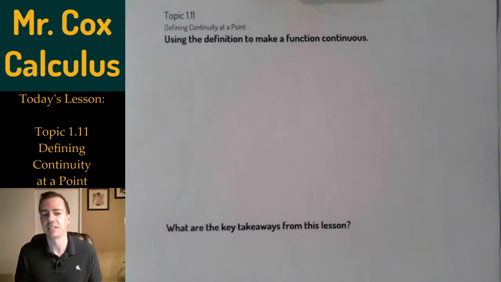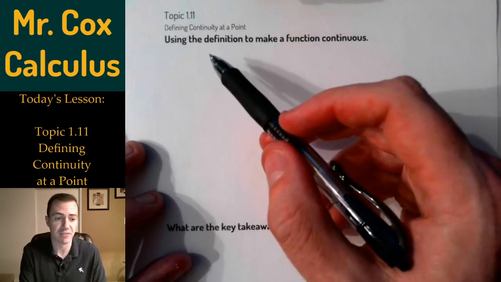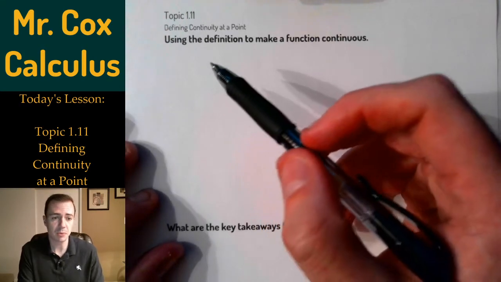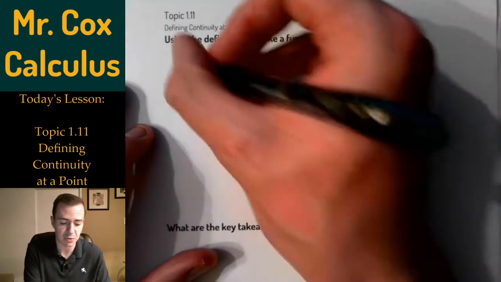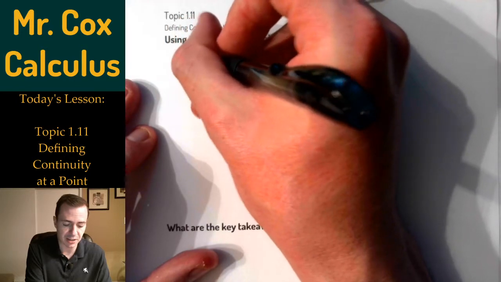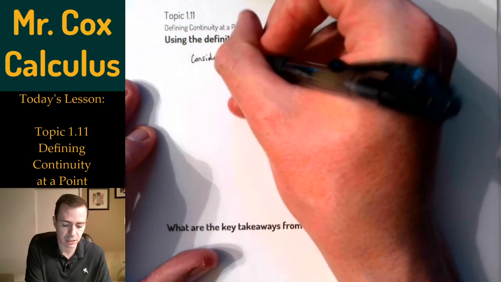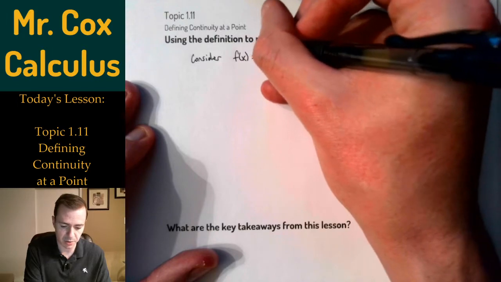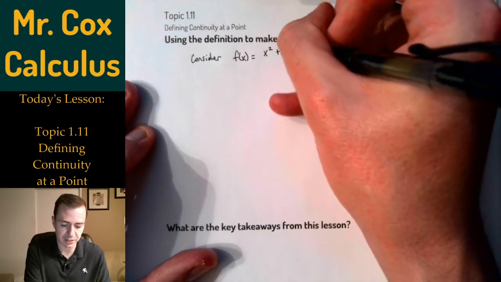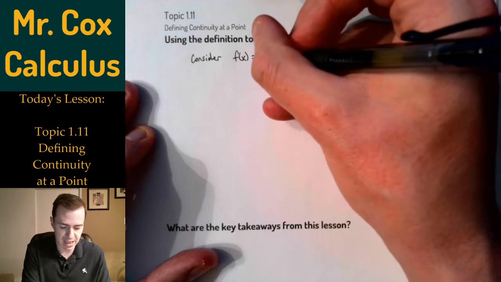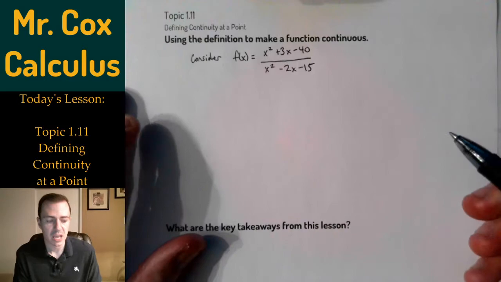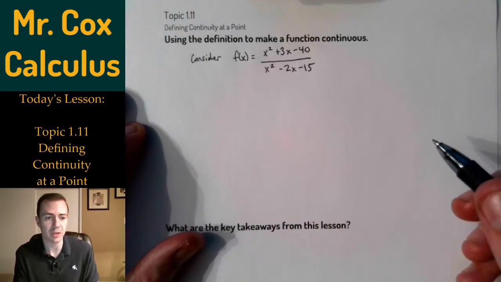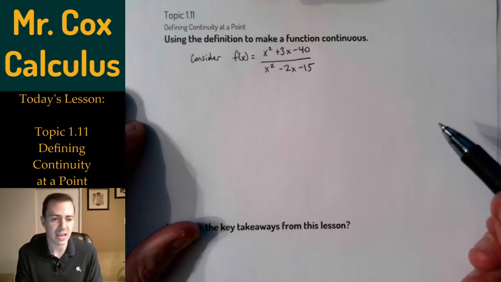One of the other things that we can use this definition of continuity for is sometimes we can take a look at a function that's not continuous, and we can actually use this definition to make the function continuous. So let's consider the rational function f of x equal to x squared plus 3x minus 40 divided by x squared minus 2x minus 15.